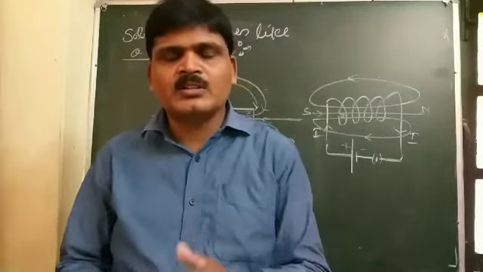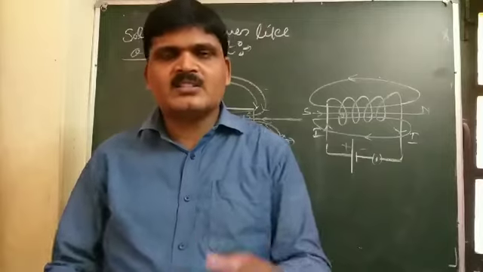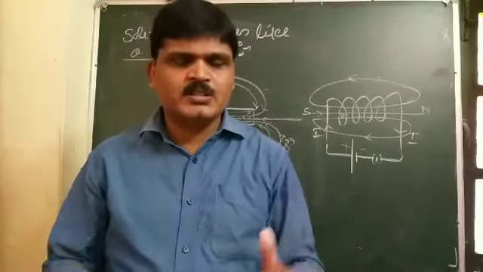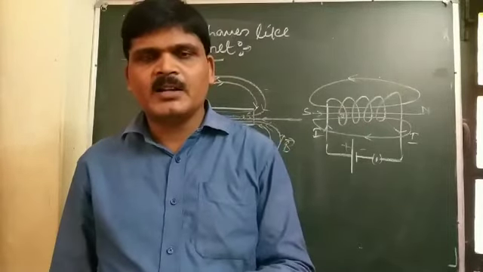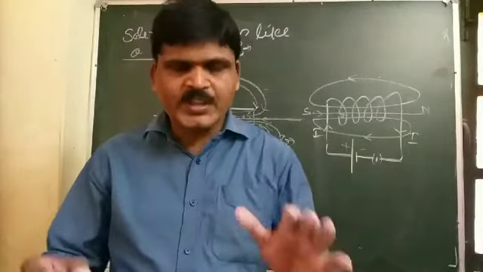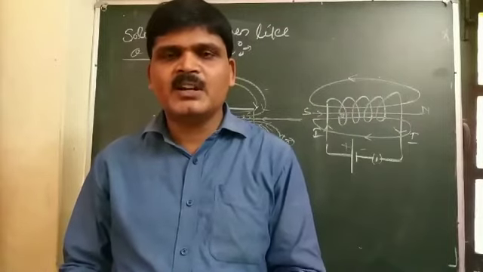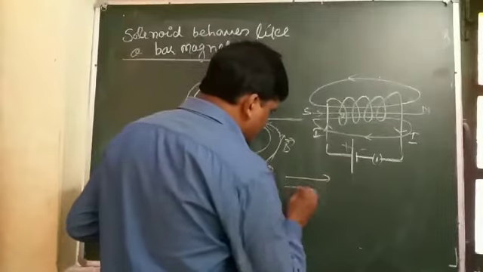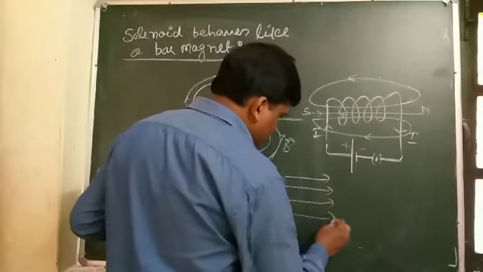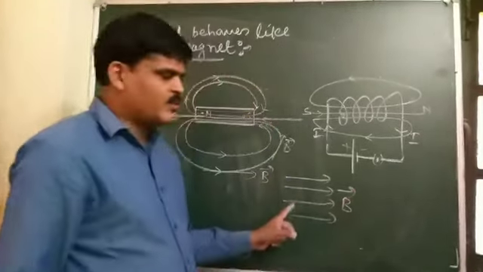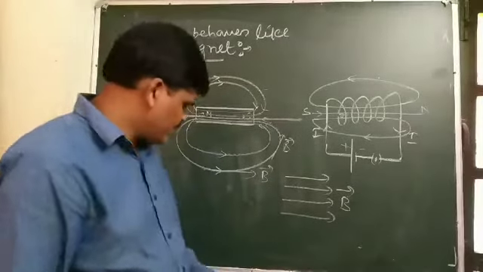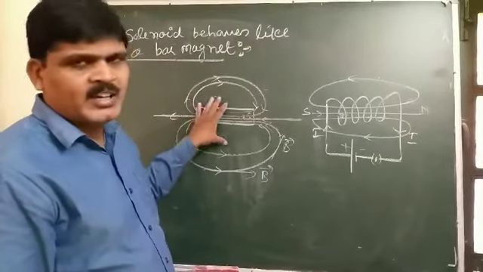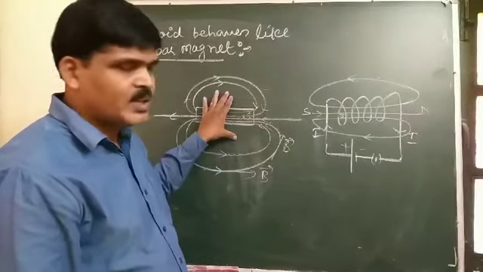Where the magnetic field lines are crowded, the strength of the magnetic field is more, and where the magnetic field lines are far apart, the magnetic field is weak. Where the magnetic field lines are equidistant and parallel, this is known as a uniform magnetic field. And students, if you draw the magnetic field lines due to a bar magnet, you have already drawn it in class 10th.